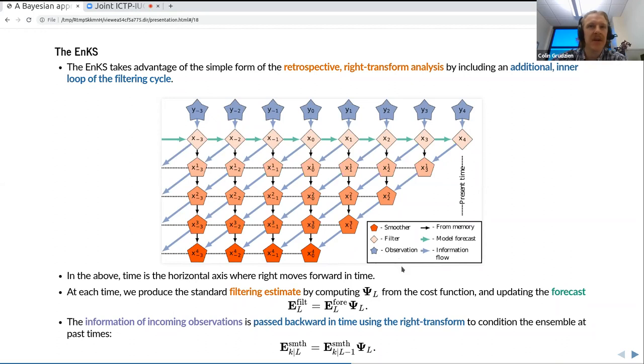So this is a sketch, now, of the LETKF and the ensemble Kalman smoother, where I think we just hit 45 minutes. So this is where I was going to stop with part one.